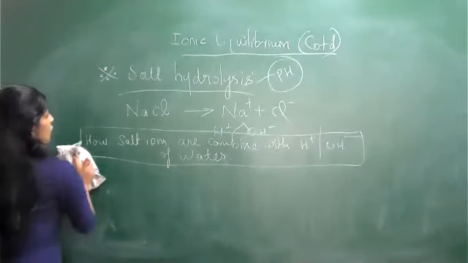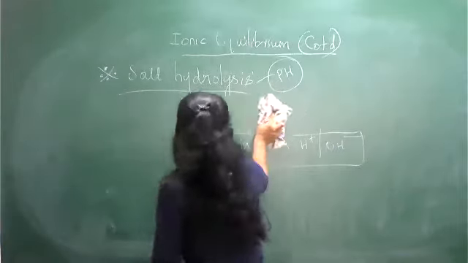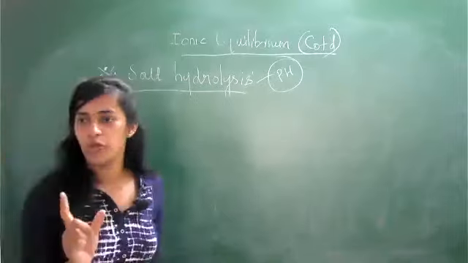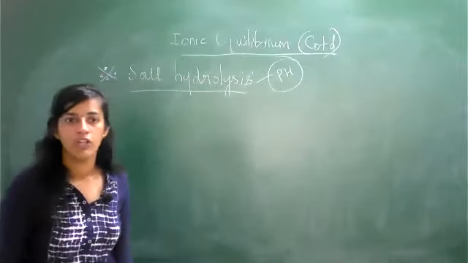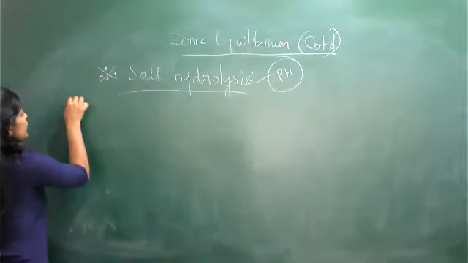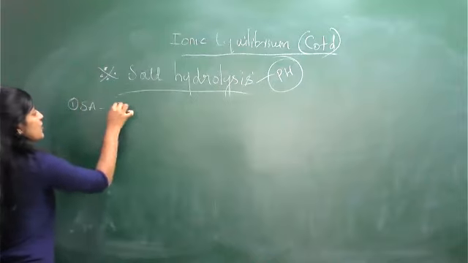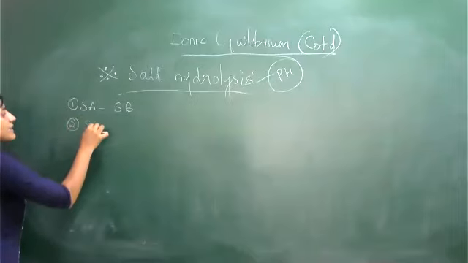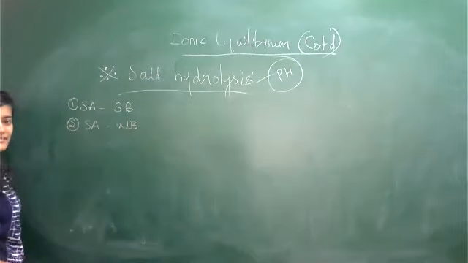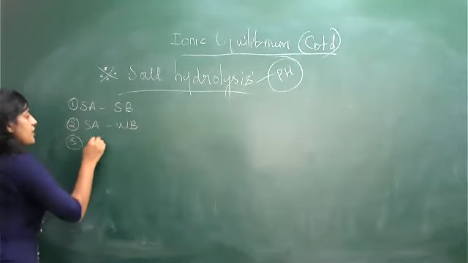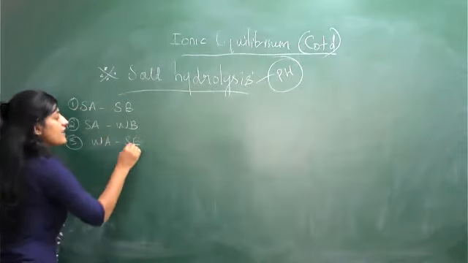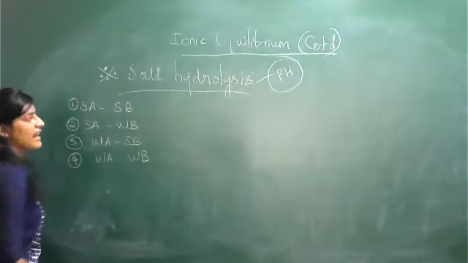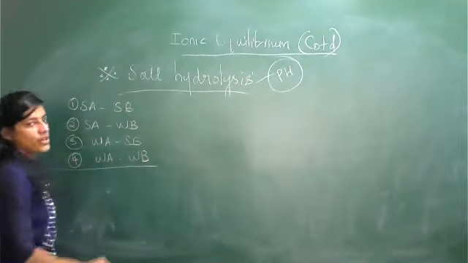Now I am moving to the categories of salt hydrolysis. Salts can be classified depending upon the nature of the acid and base, because only then will a salt form. So there are four categories: strong acid, strong base; strong acid, weak base; weak acid, strong base; and fourth, weak acid, weak base.